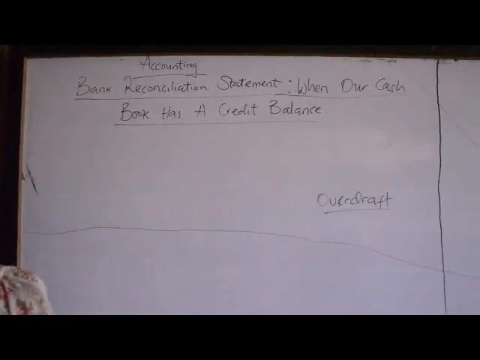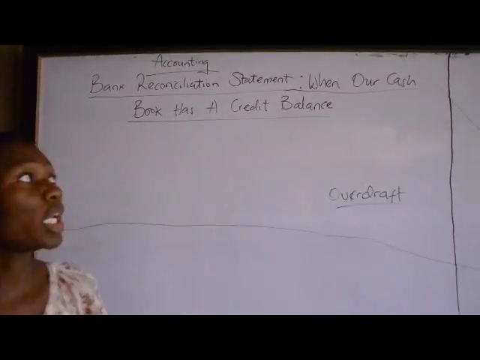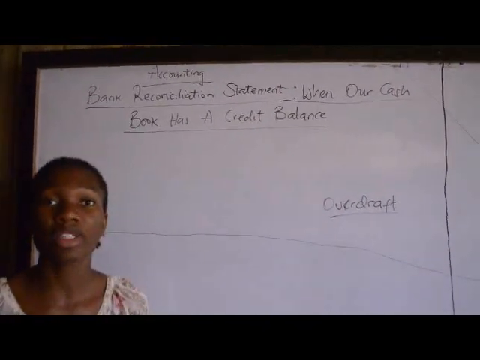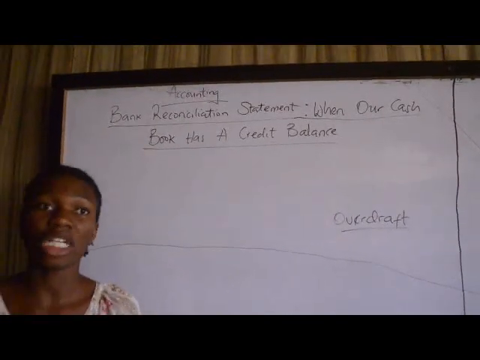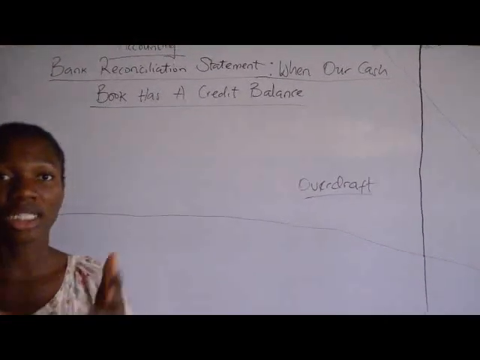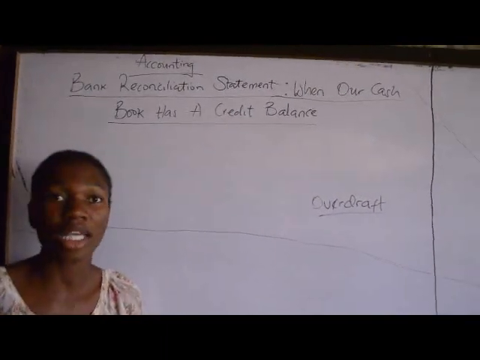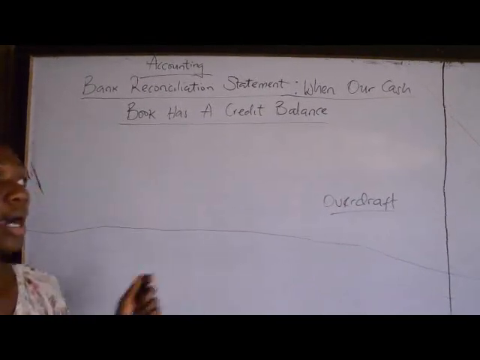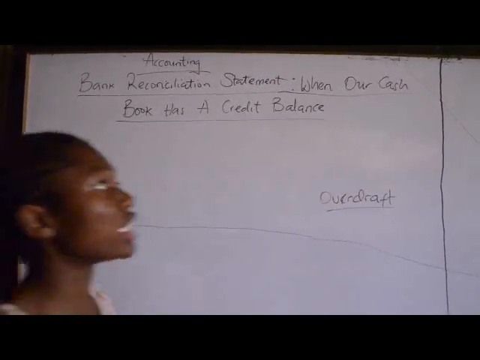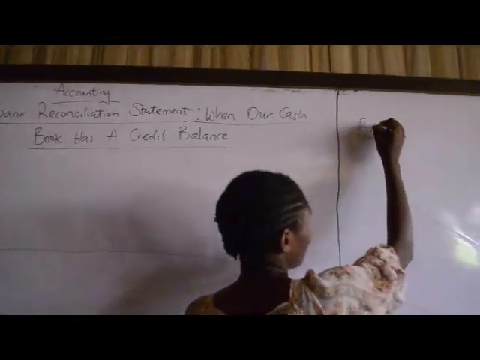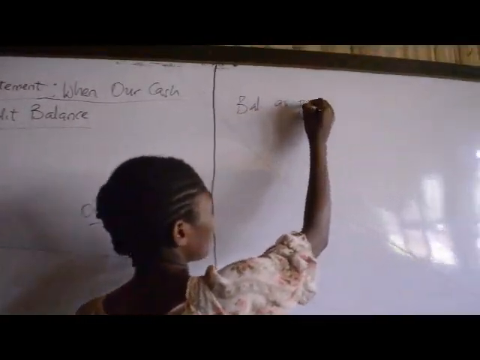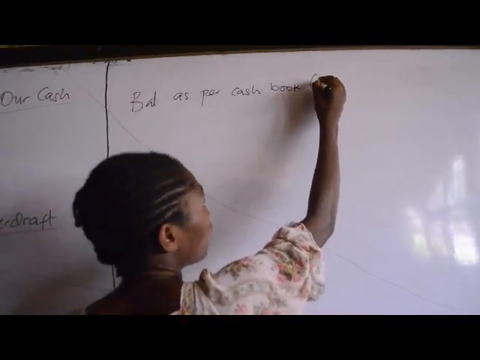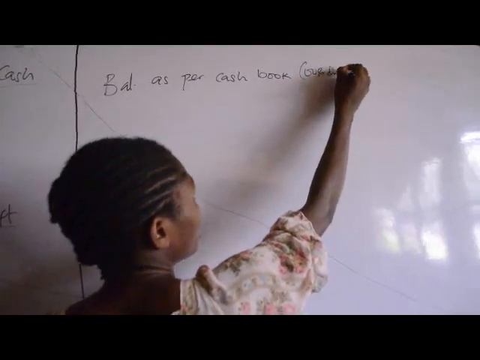So in this video we'll be seeing how we can make a bank reconciliation statement when our cash book has a credit balance. In this case our format is very simple. In our debit balance I told you that when we have balance as per cash book, we add our unpresented checks, uncredited checks, and how you treat all those items. In preparing for overdraft, let me start with our balance as per cash book, which in this case is our overdraft. This is our format.